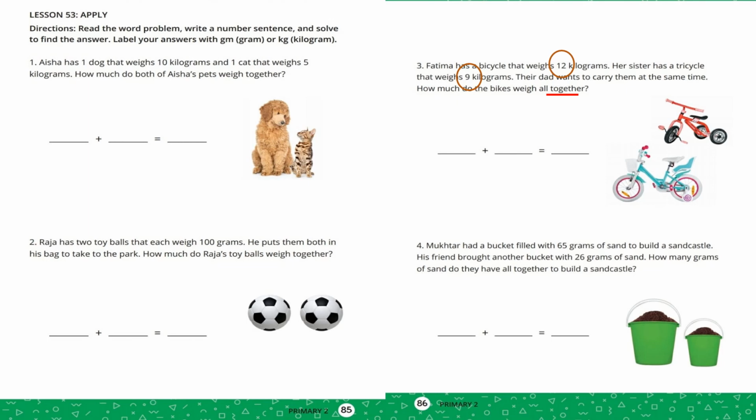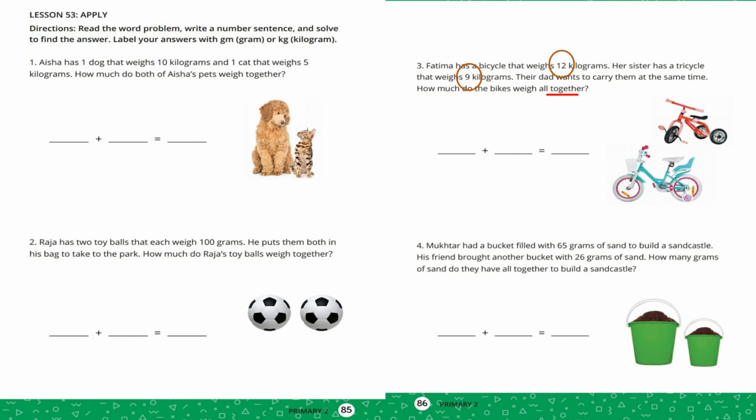Now, open page 85 and 86, lesson 53. Read the word problem, write a number sentence, and solve to find the answer. Label your answers with gram or kilogram. Number 1. Aisha has one dog that weighs 10 kilograms and one cat that weighs 5 kilograms. How much do both of Aisha's pets weigh together?